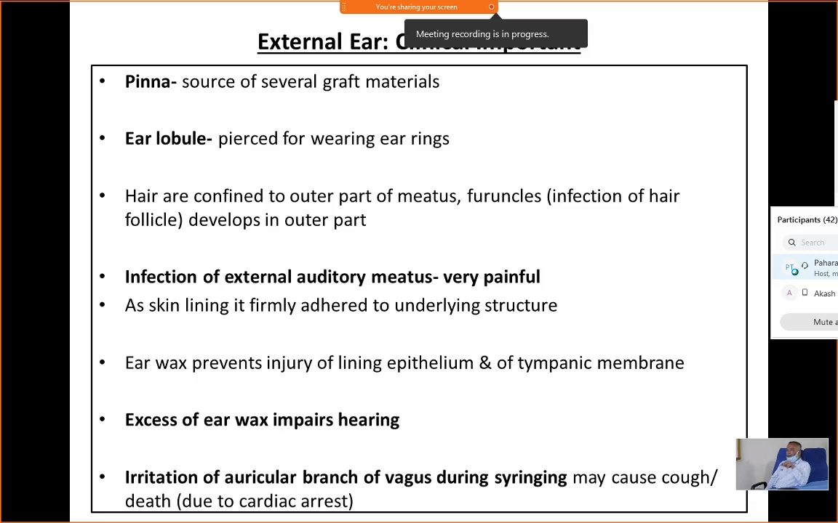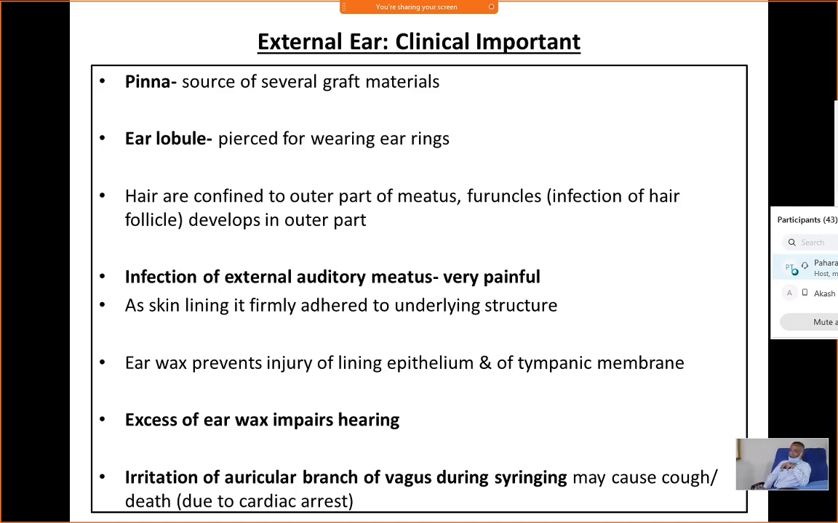Then the clinical importance. What is the clinical importance of the pinna? It is a source of several graft materials, so the pinna can be used as graft material. Then the ear lobule is pierced for wearing earrings. Nowadays both boys and girls wear them; earlier only girls used to. Hairs are confined to the outer part of the meatus, so a furuncle, which is an infection of the hair follicle, may develop in the outer part.